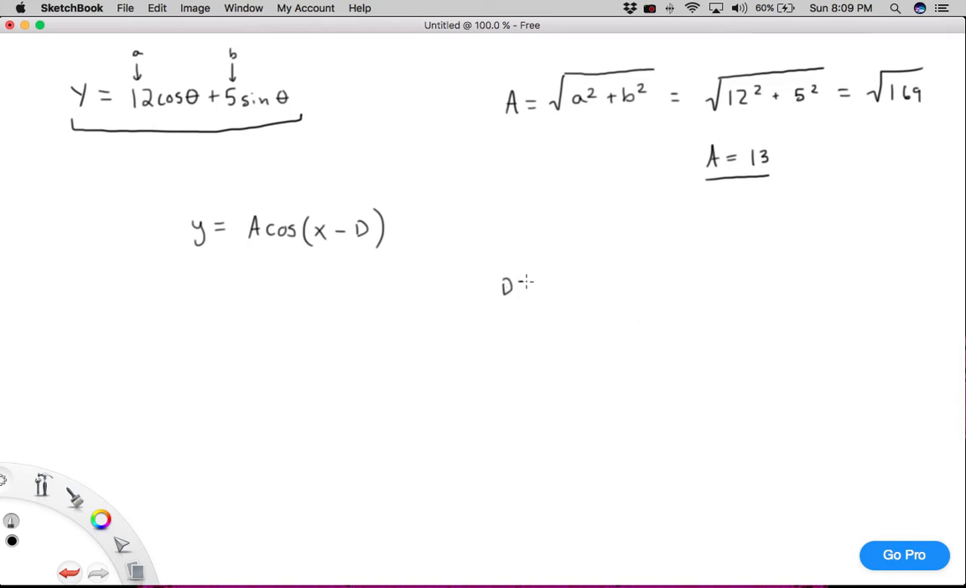Okay, so to calculate d, the phase shift, it is going to be the arctan of the sine coefficient b divided by the cosine coefficient a. Now you also need to keep in mind that the sign for a and b, by sign I mean positive or negative, so the sign attached to a and b are relevant. So you need to evaluate the arctan and figure out which quadrant the real answer is going to be in.